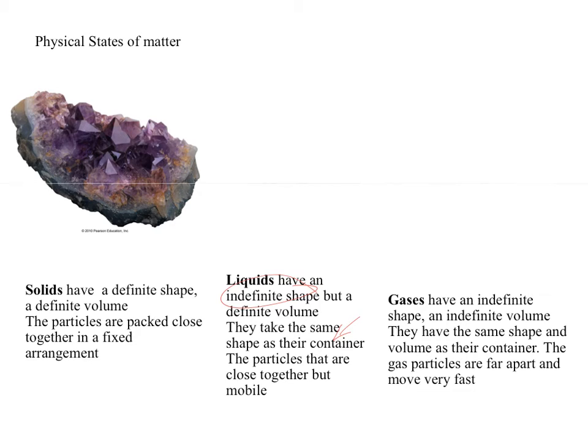They're mobile. Finally, last but not least, we have gases. Gases have an indefinite shape, indefinite volume. You can change them, move them, do whatever you'd like. They have the same shape and volume as their container. They are far apart, and they move very fast, almost as fast as I talk.